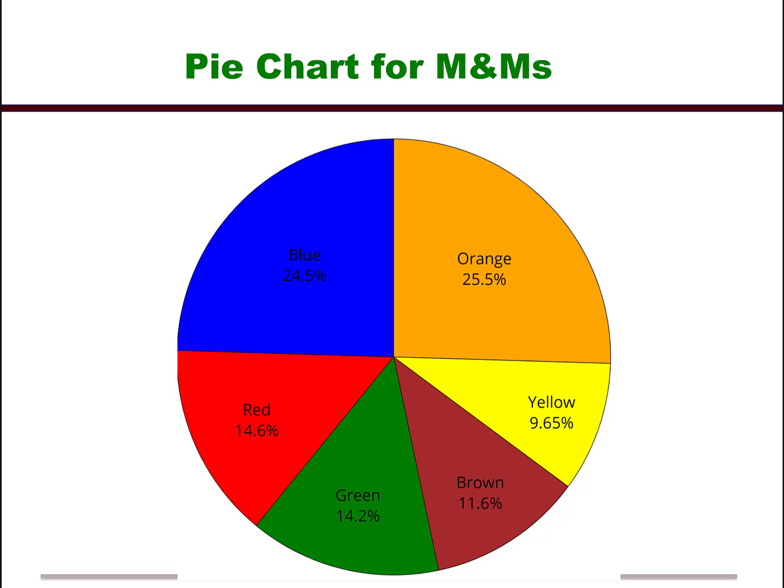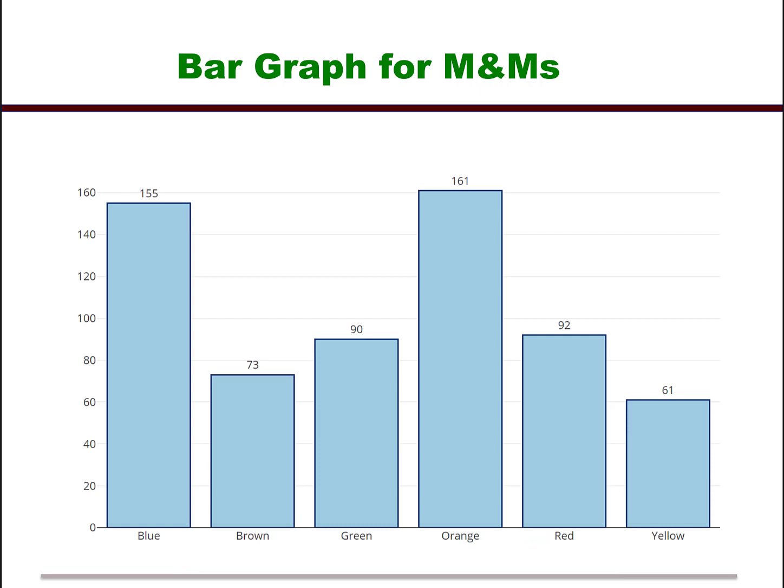Now let's check out the bar graph. Here is the bar graph. You can see that the largest counts are coming from blue and orange at 155 and 161 respectively. There are about 73 M&Ms that were brown.